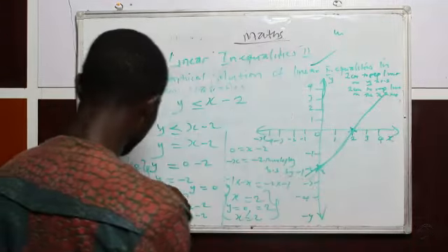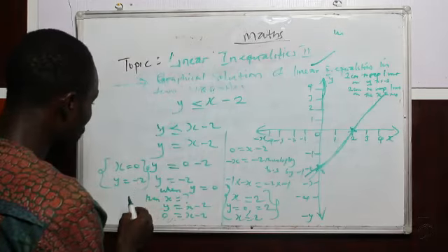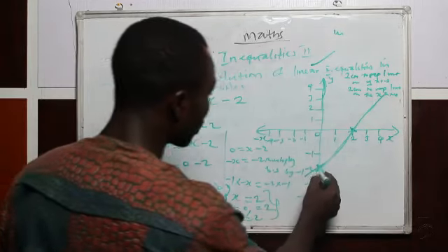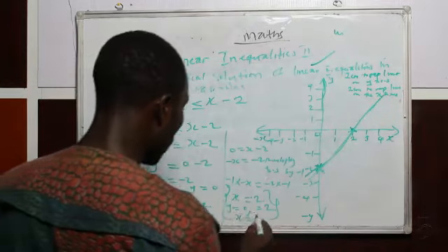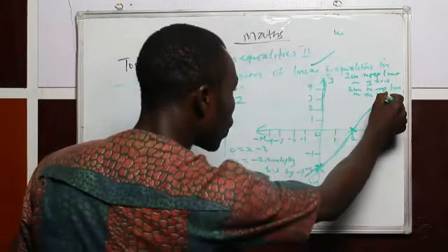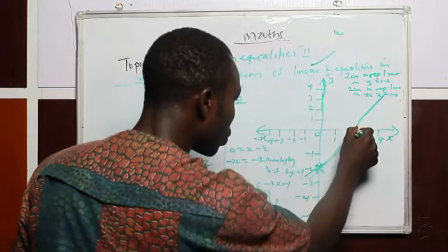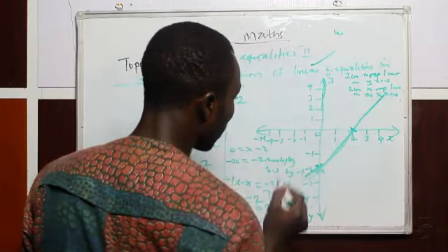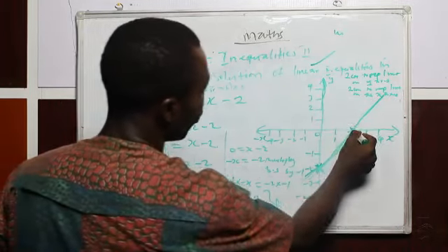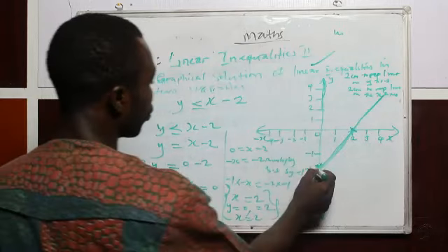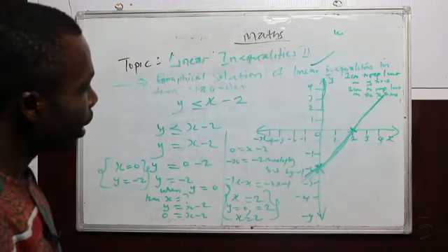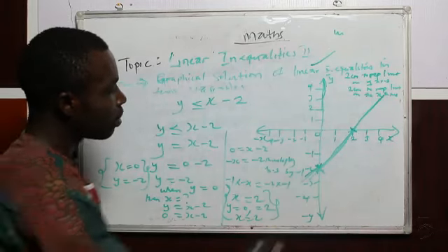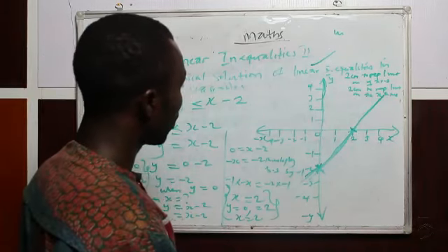When x is equal to 0, our y was minus 2. When y is equal to 0, our x was 2. So we connect these points together, we join them with our pencil. Join 2 on the x-axis with minus 2 on the y-axis. This is what we have gotten from our graph.